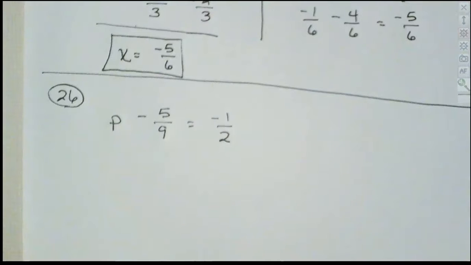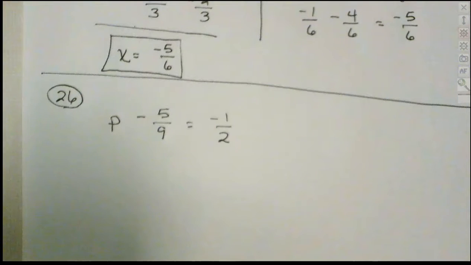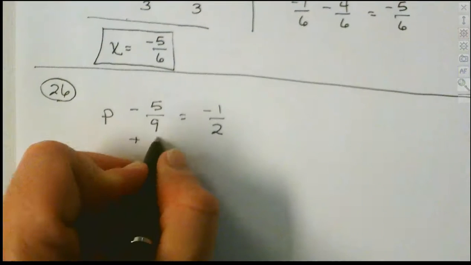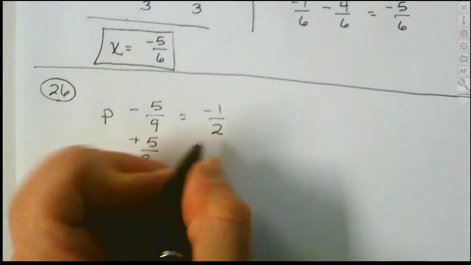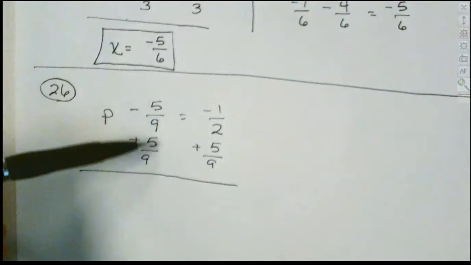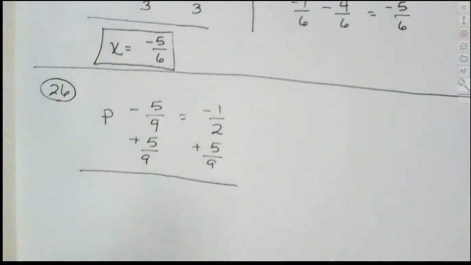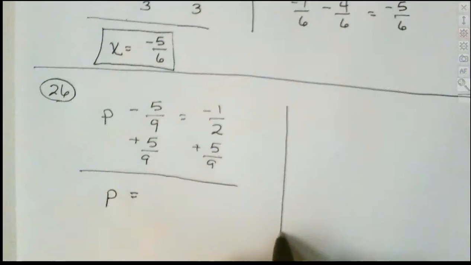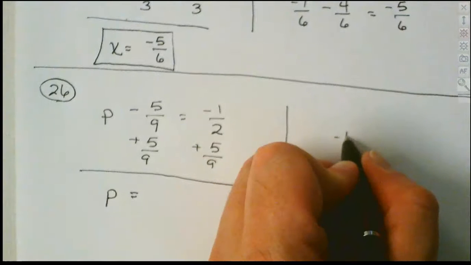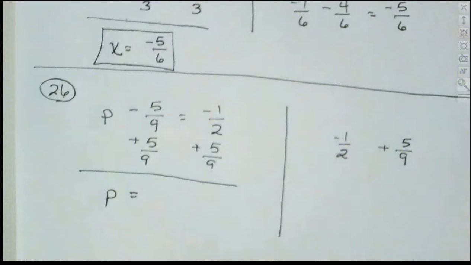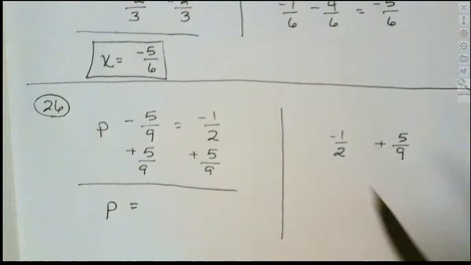So same procedure. Now we do work in terms of opposites. So this one is a 5/9 and it's negative. So the opposite of that 5/9 negative would be a positive 5/9. So we're going to add 5/9 to each side. On the left-hand side, those cancel. Those are inverses of each other, and they cancel out. So the left-hand side is just going to be a p. On the right-hand side, we're going to have to see what we've got. So we've got a -1/2 plus 5/9. And we're going to have common denominators.